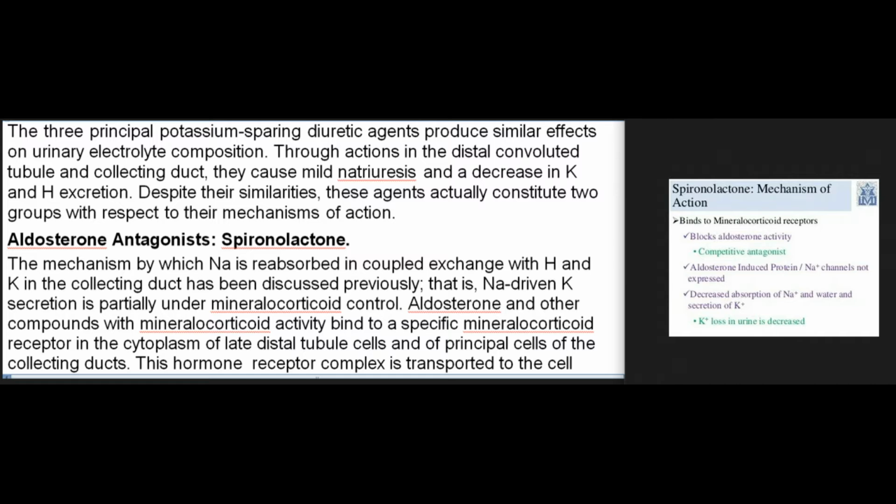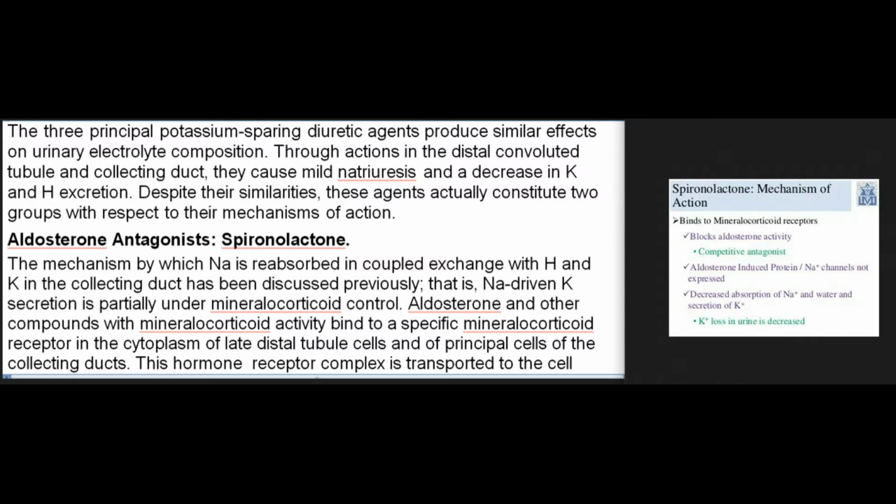Aldosterone antagonists, spironolactone. The mechanism by which Na is reabsorbed in coupled exchange with H and K in the collecting duct has been discussed previously, that is, Na-driven K secretion is partially under mineralocorticoid control. Aldosterone and other compounds with mineralocorticoid activity bind to a specific mineralocorticoid receptor in the cytoplasm of late distal tubule cells and of principal cells of the collecting ducts.